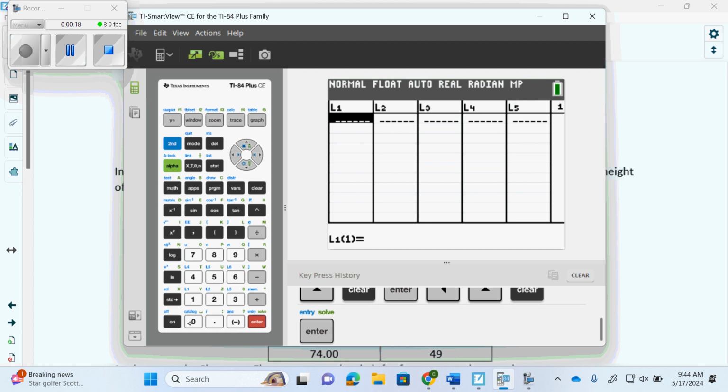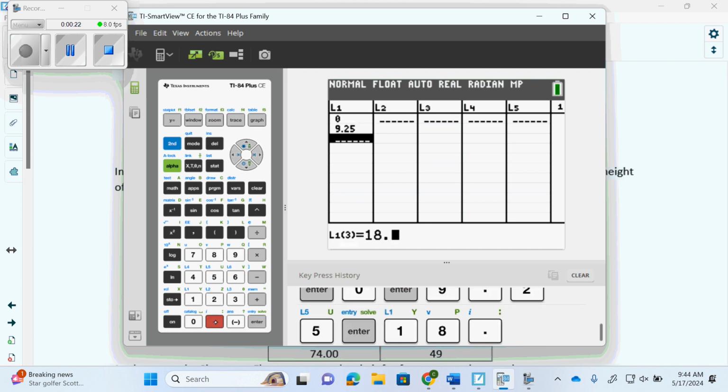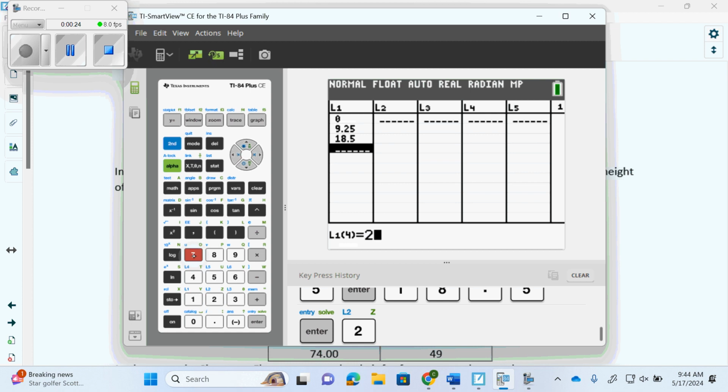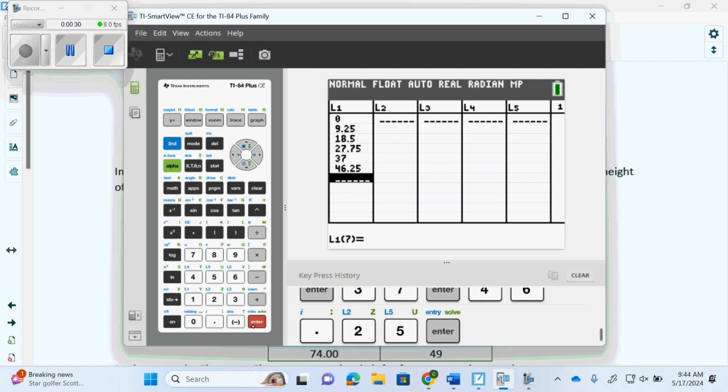Okay. So we go 0, enter, 9.25, enter, 18.5, enter, 27.75, enter, 37, 46.25, 55.5, 64.75, and 74.